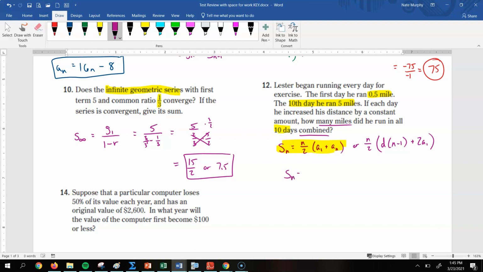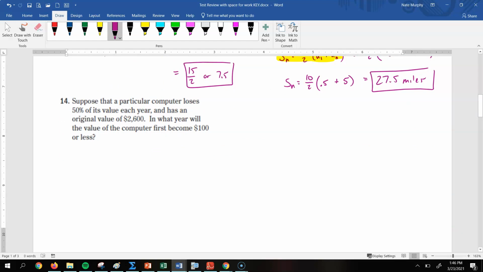So n is 10, so we'd have 10 divided by 2. Yes, I know that's 5, but just so you understand where the 5 came from, I'll leave it like that. Then on the first day, he ran a half a mile, and on the 10th day, he ran 5 miles. So this is just a problem where you plug this in your calculator. You could just simplify it and do 5 times 5.5, but you end up getting 27.5 as your answer. So over the course of those 10 days, he'd run a total of 27.5 miles.